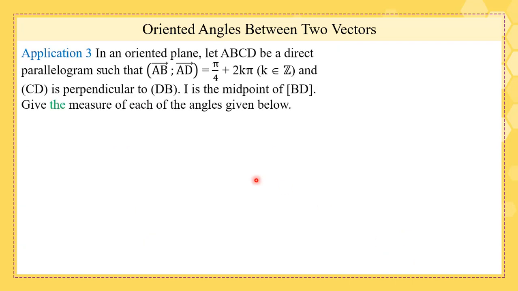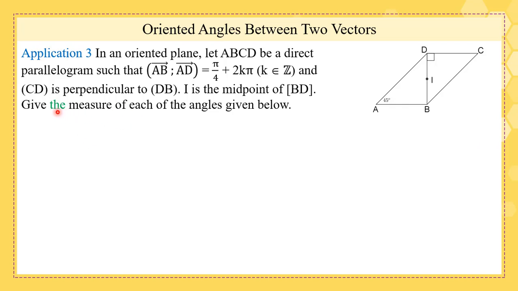Now this is application 3. In an oriented plane, ABCD is a direct parallelogram such that (AB, AD) is pi over 4 or 45 degrees, and CD is perpendicular to DB as you see in this figure, and I is the midpoint of BD. Now give the measure of each of the angles given below.